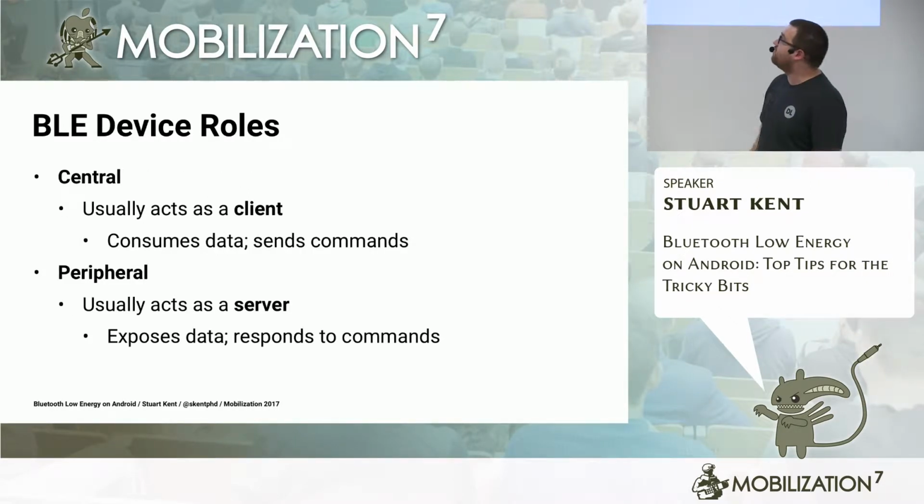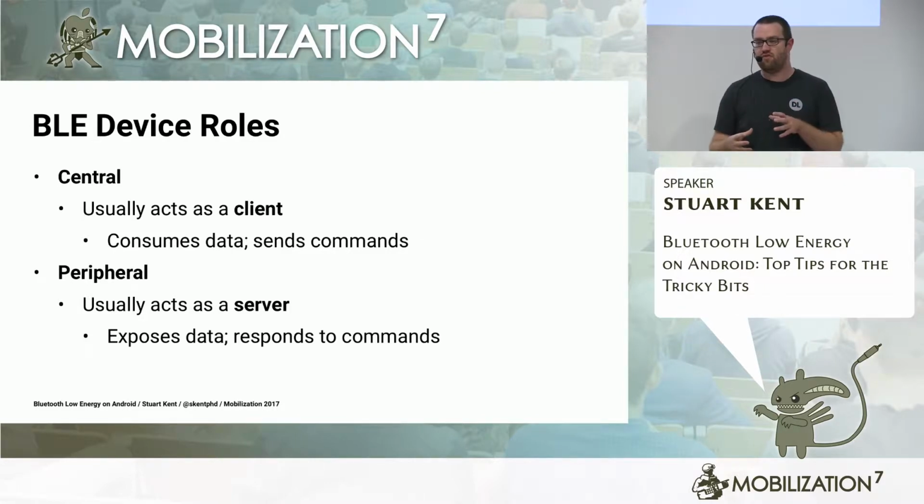If you are a BLE device, you can be in basically one of two roles. The first role is a central role, and the central normally behaves like a client. When I say client and later on server on this slide, the analogy you should be thinking of is your web client and web server. That's a good analogy to have in this case. The central normally acts like a client, and that means it will consume data from the server, and it will also send instructions to the server. The peripheral is the other half of this equation, and that normally acts like the server, and that will expose data that clients can then consume, and it will also be listening for commands and respond to those commands.